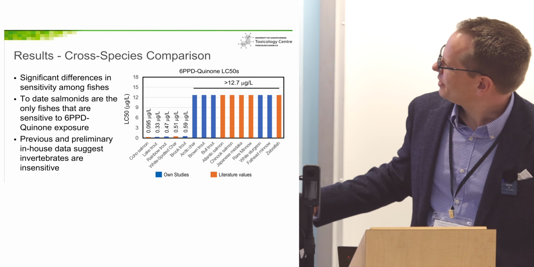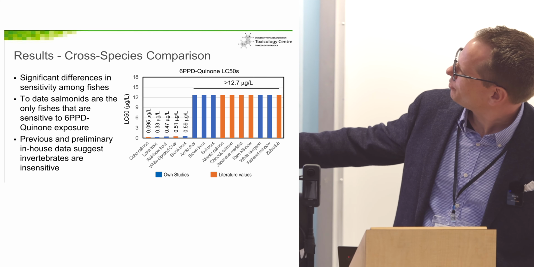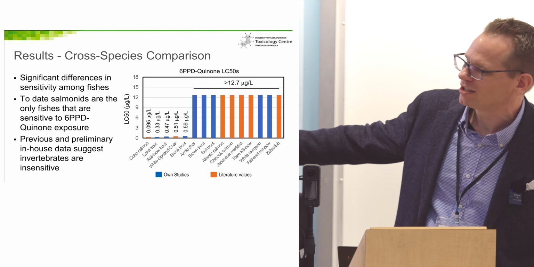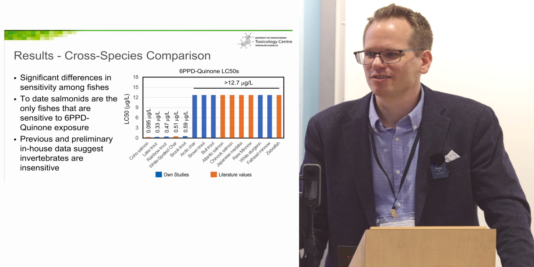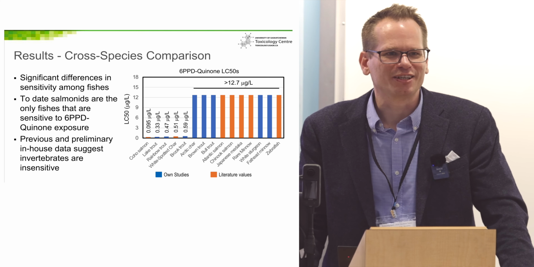Now, what's interesting about this is that even closely related species like the brook trout and the Arctic trout here, both are Salvelinus species, could be either very sensitive or entirely insensitive, right?